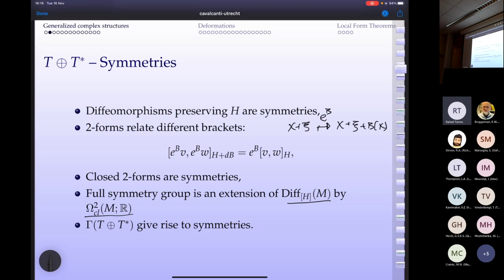So you have a whole bunch of symmetries, but the point is that there's more. And this particular symmetry that you have when B is closed is called the B-field transform. It comes from physics.